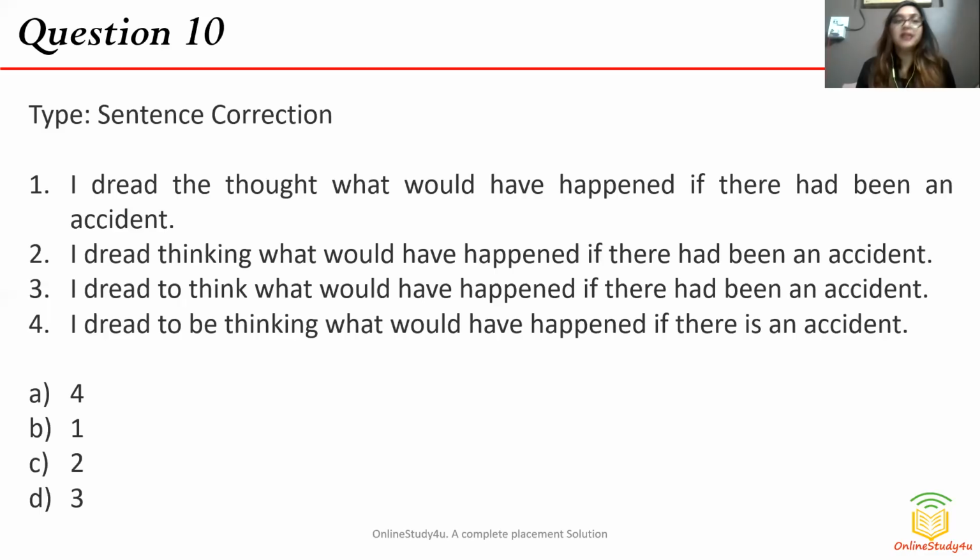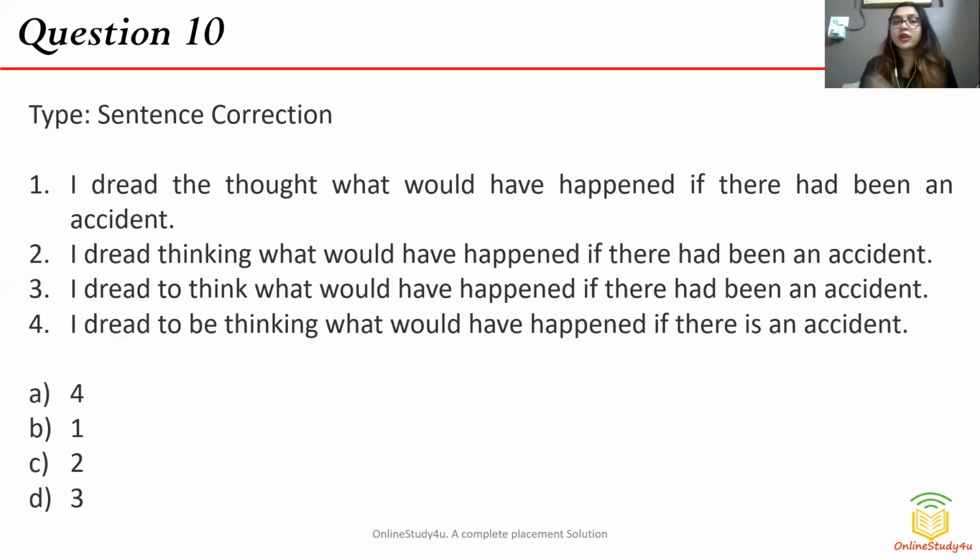Sentence correction again. I dread the thought, what would have happened if there had been an accident? I dread thinking, what would have happened if there had been an accident? I dread to think, what would have happened if there had been an accident? And I dread to be thinking, what would have happened if there is an accident? Now, there is an accident is out of question. I dread the thought, then it should have been of, right? So I dread the thought of what would have happened.